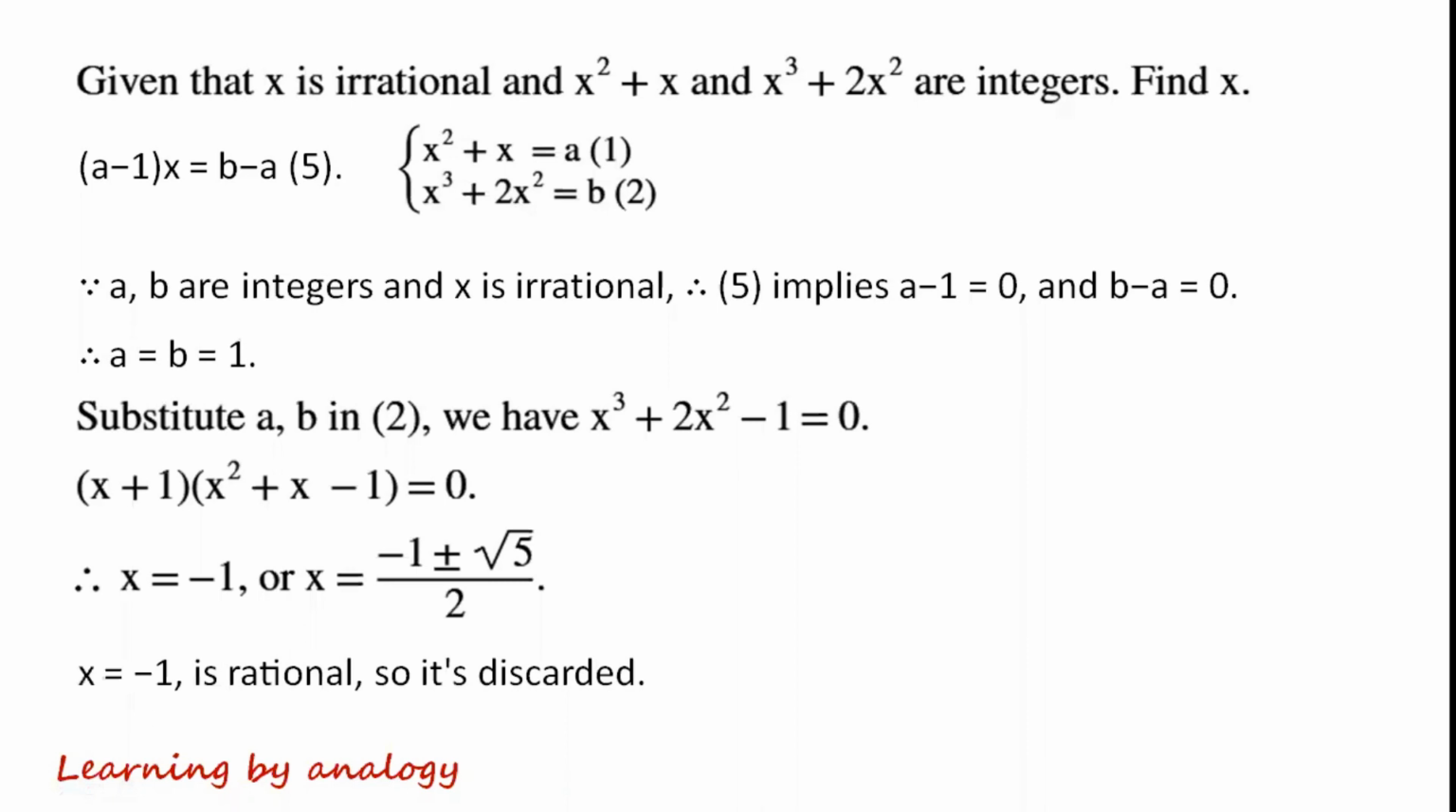x equals minus 1 is rational, so it's discarded. So x equals (minus 1 plus or minus root 5) over 2.